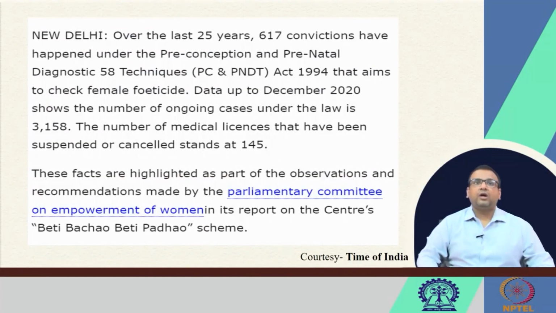Another news from New Delhi: over the last 25 years, 617 convictions have happened under this Act, which has techniques that aim to check female feticide. Data up to December 2020 shows the number of ongoing cases under the law is 3,158. The number of medical licenses that have been suspended or cancelled stands at 145. These facts are highlighted as part of the observations and recommendations made by the Parliamentary Committee on Empowerment of Women in its report on the Centre's Beti Bachao Beti Padhao scheme.